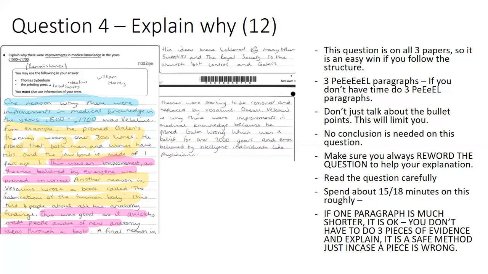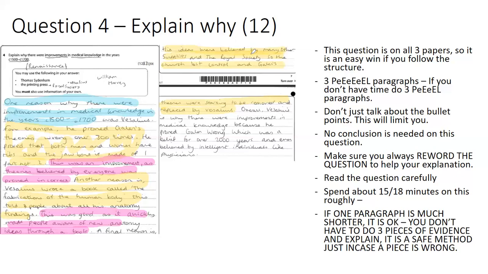And then lastly, a final reason is his ideas were believed by many other scientists and the Royal Society, so the church lost control and Galen's theories were starting to be removed and replaced by Vesalius's. I mean, that's very much more evidence. There's very little explanation there. But then they go on and finish with a link. Overall, Vesalius is why there was improvements in medical knowledge.